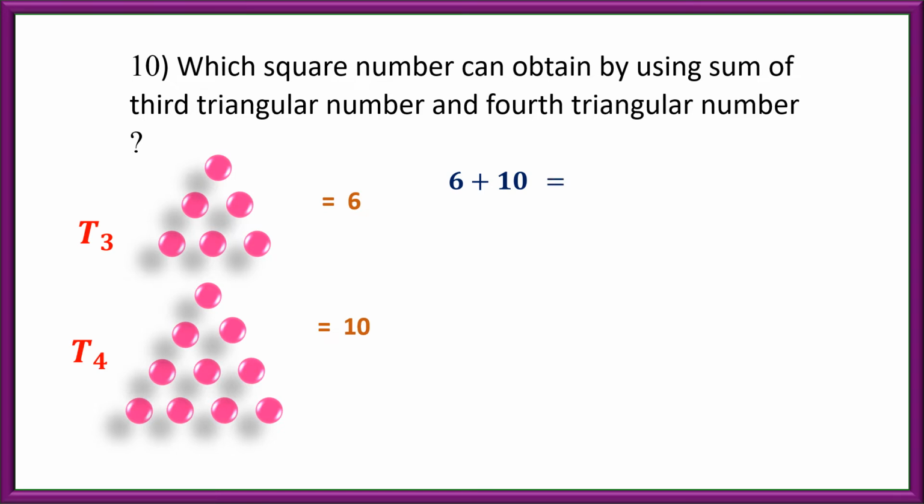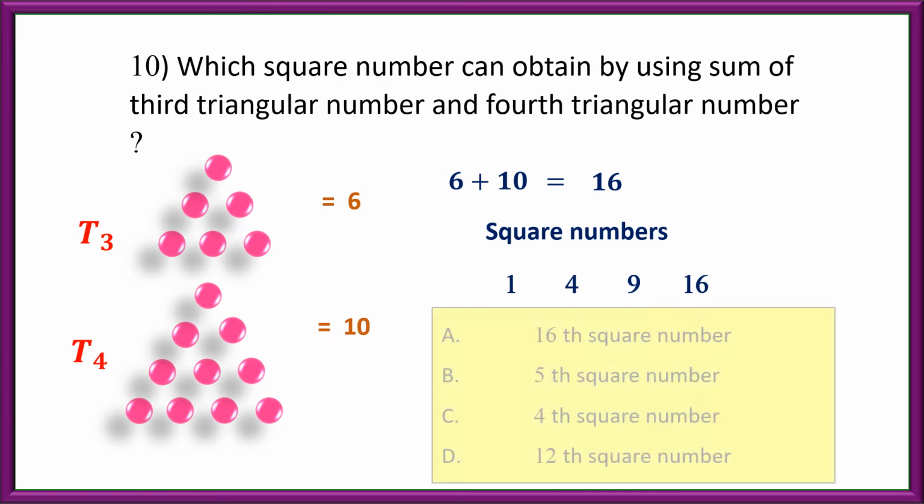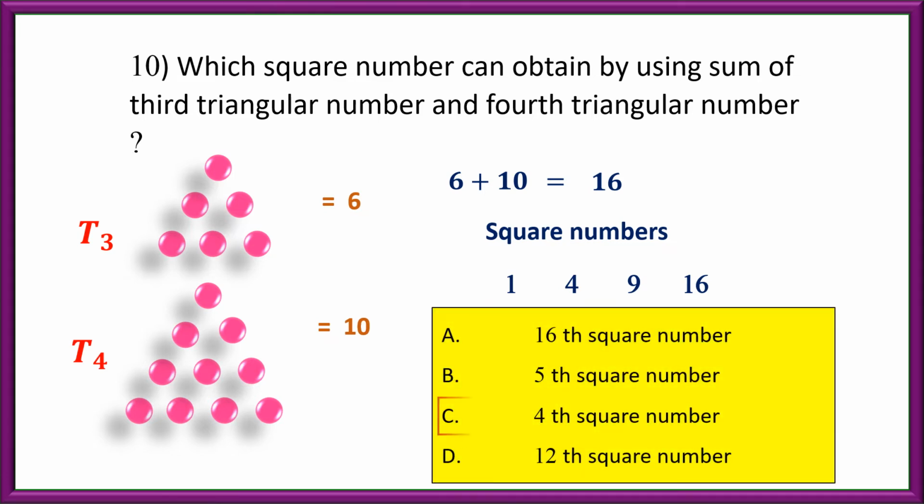Then it is 16. Now consider the square number pattern. The first 4 terms I can write down as 1, 4, 9 and 16. Then 16 we can take as the fourth term of the square number pattern. That is the correct answer.